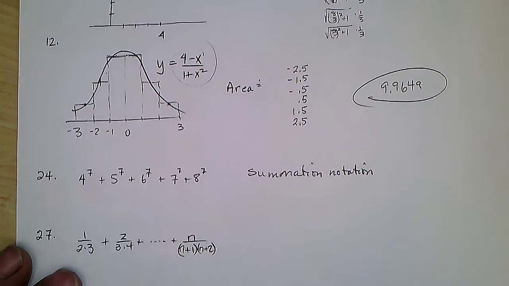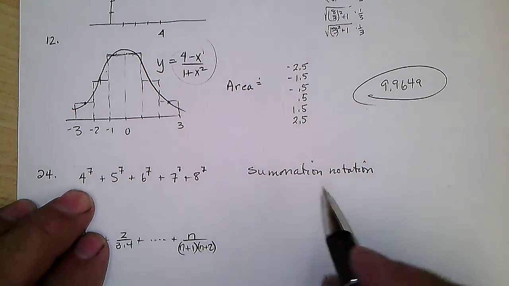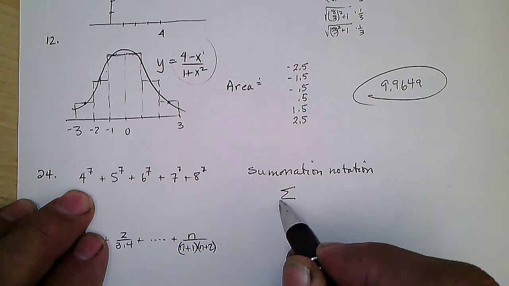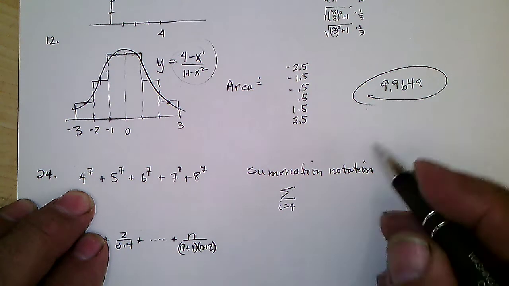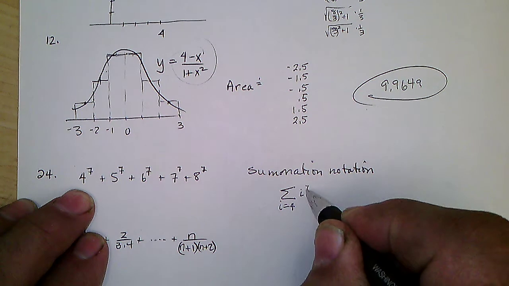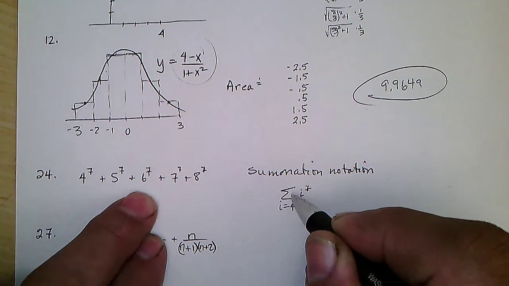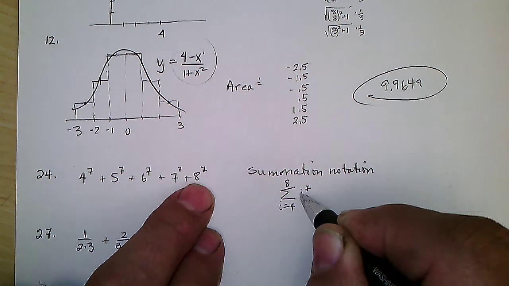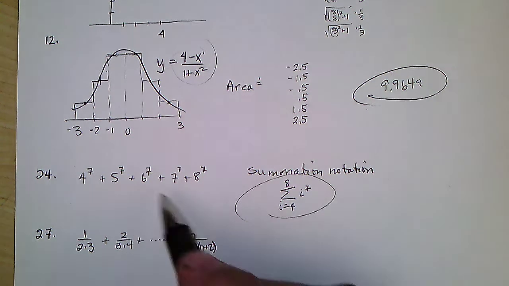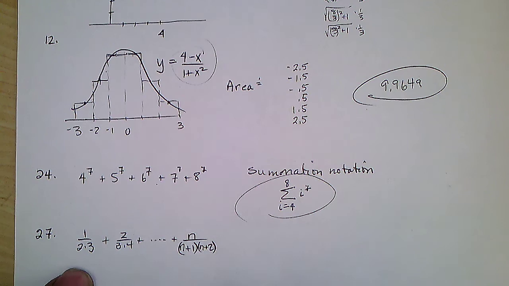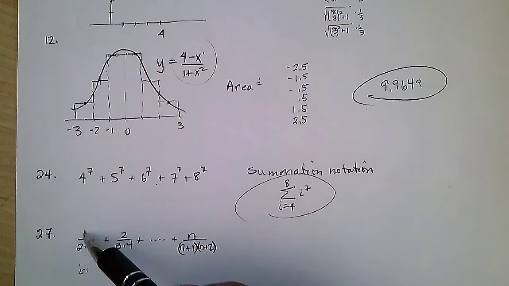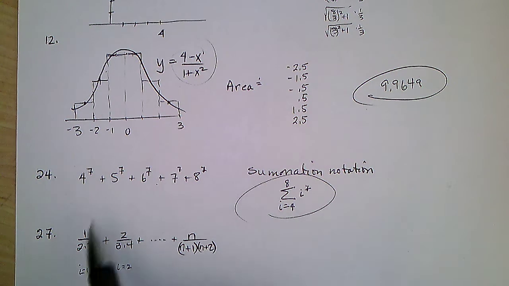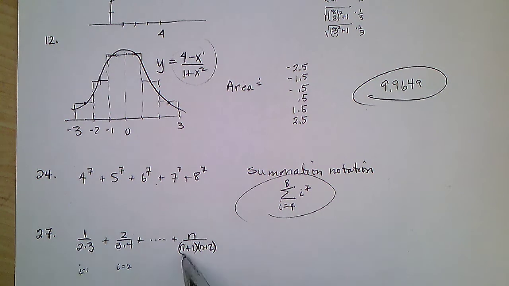We're supposed to write this thing in summation notation. Well, if I simply start i at 4, it would be i to the 7th, and then it would be 5 to the 7th, 6 to the 7th, 7 to the 7th, and up to 8. So if I went from 4 to 8, and I did i to the 7th, this would be the summation notation for that. In this one, if I let i equal 1 and i equal 2, that's the number on the top. And then on the bottom, if i is 1, that's 1 more than i. And that's 2 more than i. And that's kind of what it said right here.